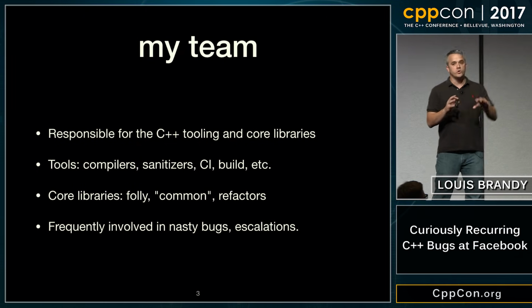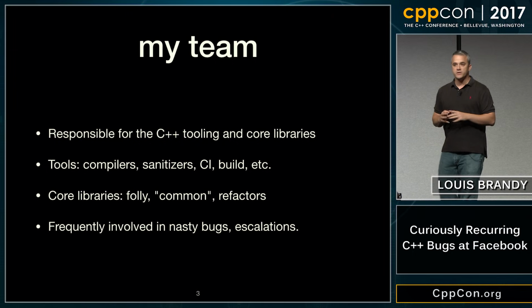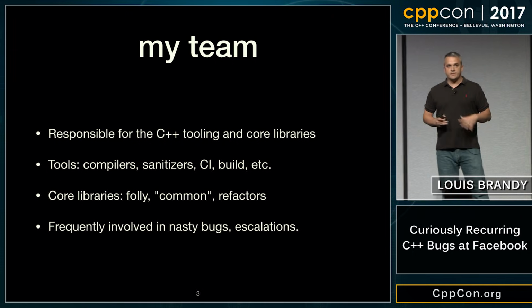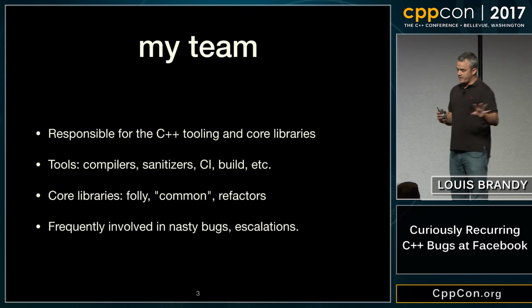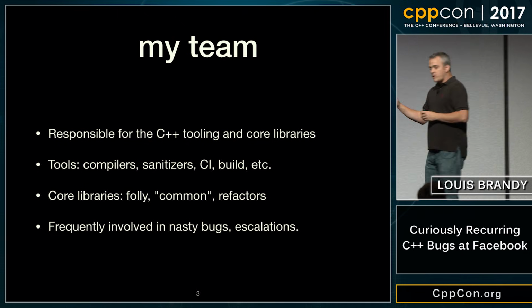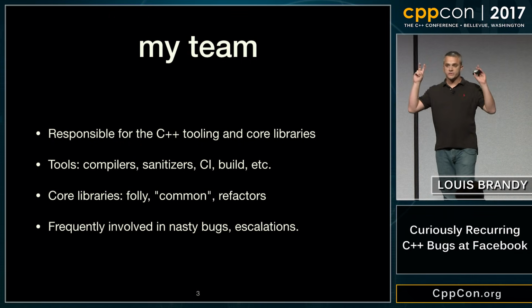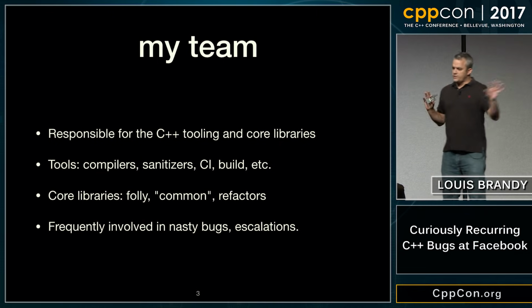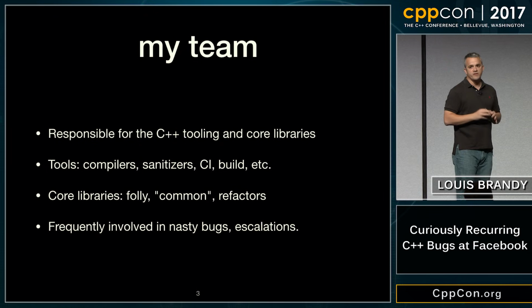Our team is effectively the core C++ group at Facebook. There are two logical sections in this group. One is very tool-focused, one is very codebase-focused. The tool part of our team works a lot on things like the compilers, the sanitizers, the build systems, and so forth. The codebase part of our team deals a lot with the core libraries, Folly. We literally have a directory called common, right? Because of these two things, we're often an escalation point of bugs.